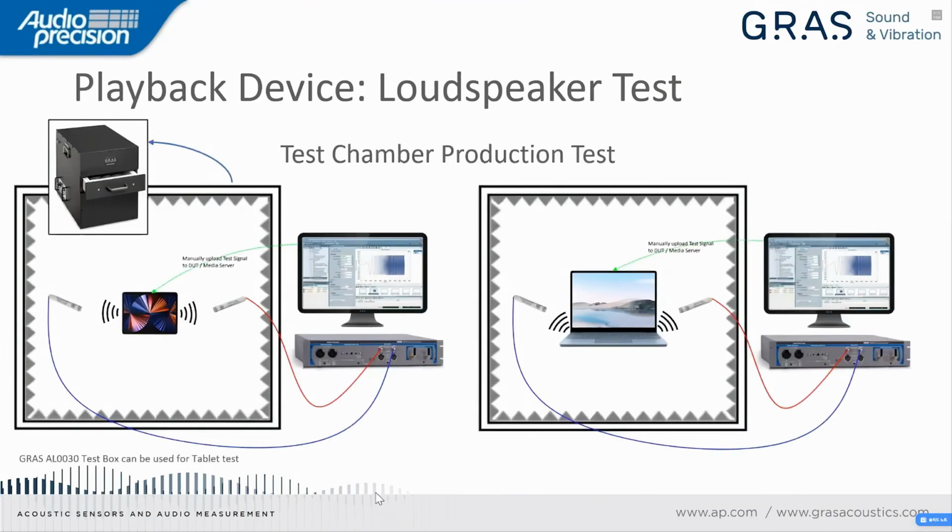Of course, we can repeat all these tests in an acoustic test chamber like the AL30. As we discussed before, production line testing will require the use of a faster and streamlined process rather than a realistic and time-consuming laboratory setup. And therefore, the GRAS AL30 could be a perfect solution for something like a tablet test.